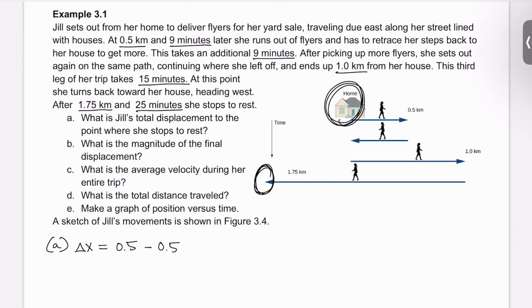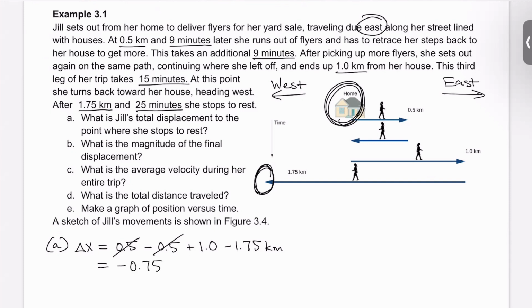So we subtract it, and then we add 1 kilometer because she went in the positive direction, and then we subtract 1.75 kilometers because she went in a negative direction. In this case, she is going east for the positive or west for the negative. So east is that way and west is that way. All right, let's finish our calculation. These 0.5s cancel out, and then 1 minus 1.75 is negative 0.75 kilometers. So that is our total displacement.